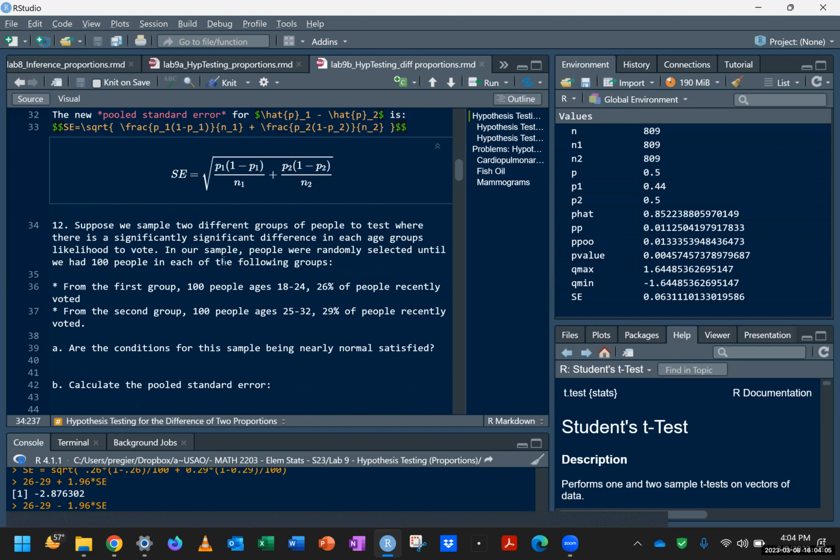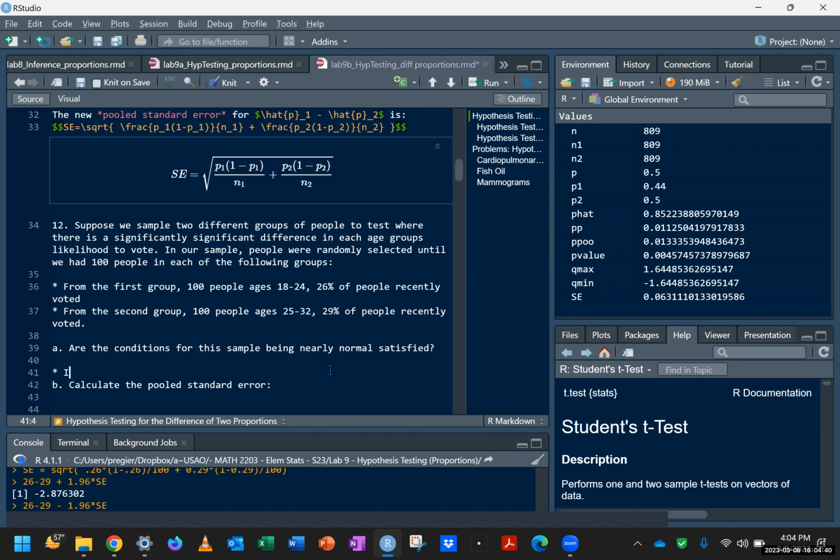So we got two different groups of people that we're testing to see whether they voted. The first group, we got people ages 18 to 24. They voted at a rate of 26% recently. The second group, we have ages 25 to 32. They voted at a rate of 29% recently. So the real question is, are these rates significant, or is it no more than you would see from random chance? So to answer that question, let's first check our conditions for nearly normal.